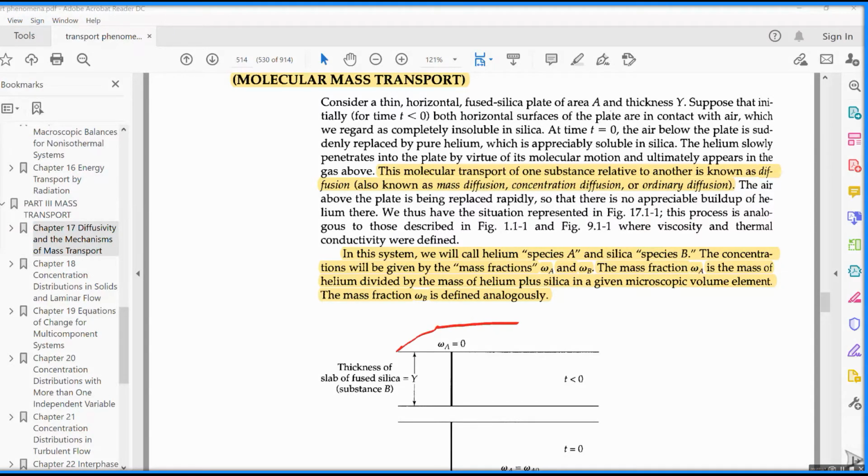We have some horizontal slab. We should consider it like this. This thickness is Y, and the area is A. Initially, when the time t is less than 0, there is air around this slab, but the air is not soluble inside of this solid, so we don't see any concentration of the air inside of our slab.